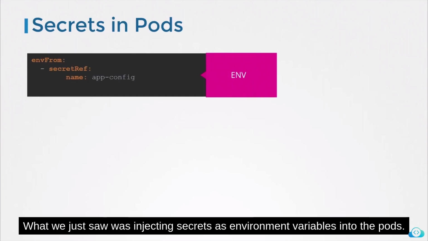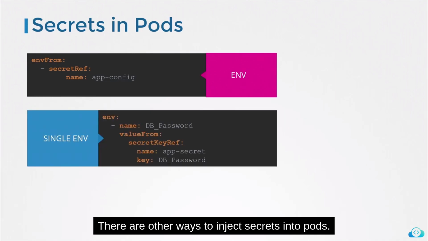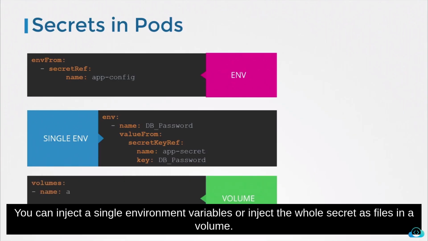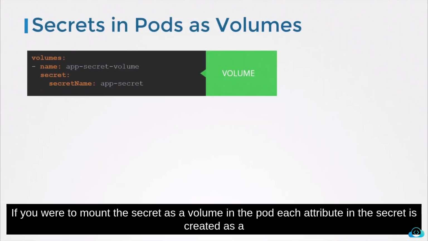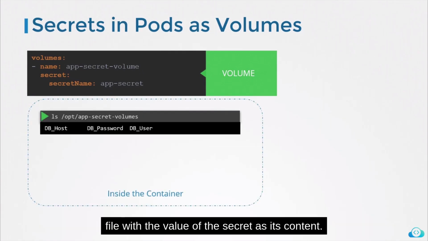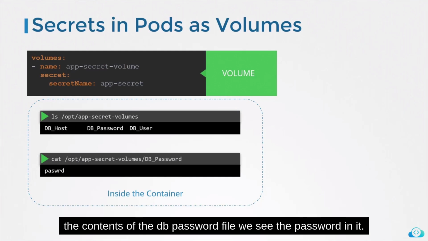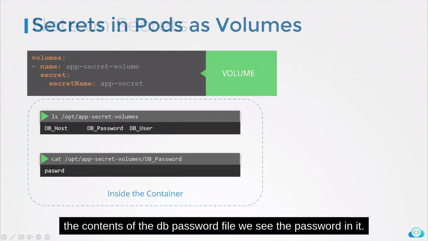What we just saw was injecting secrets as environment variables into the pods. There are other ways to inject secrets into pods. You can inject them as single environment variables or inject the whole secret as files in a volume. If you were to mount the secret as a volume in the pod, each attribute in the secret is created as a file with the value of the secret as its content. In this case, since we have 3 attributes in our secret, 3 files are created. And if we look at the contents of the db password file, we see the password in it.